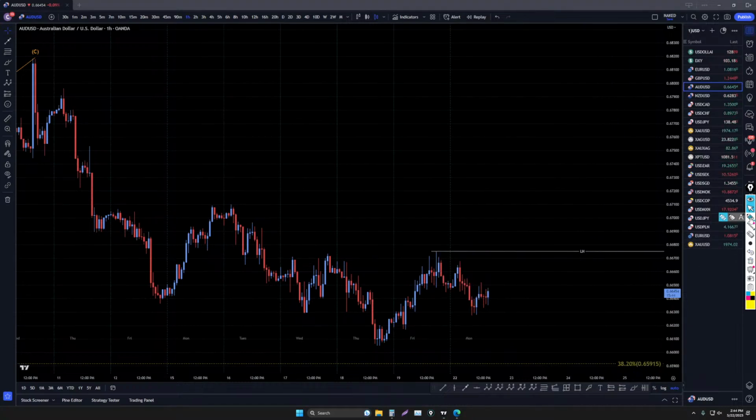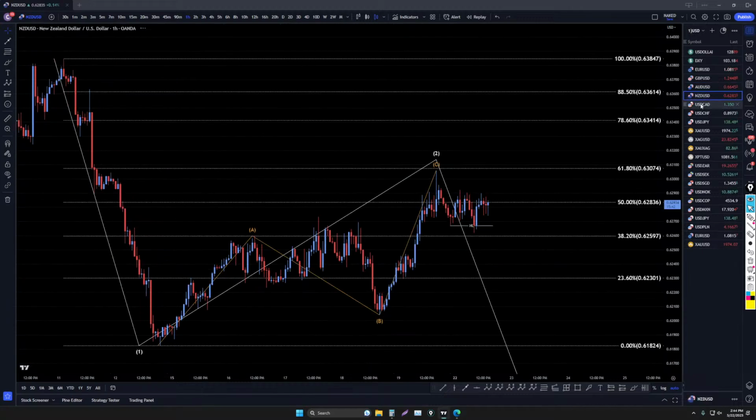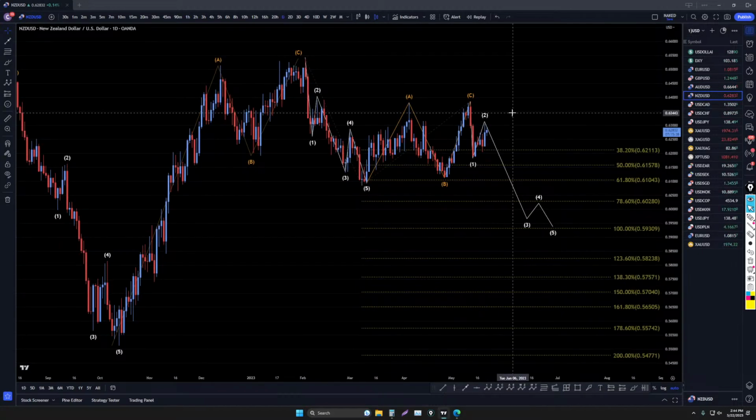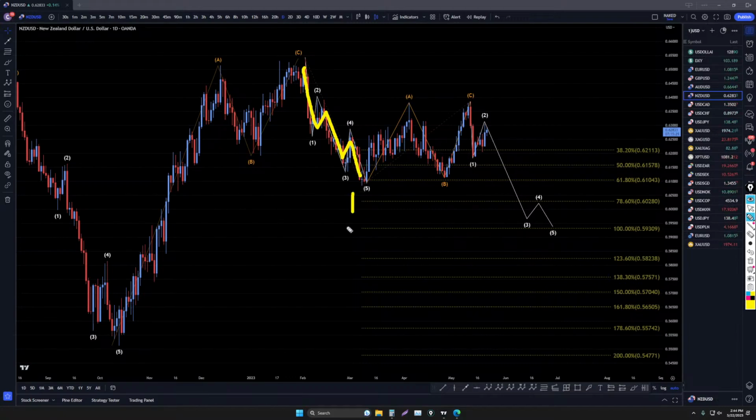So let's check out the Kiwi dollar, very correlated to the Aussie dollar. Let's see what kind of clues we can get from this one. So the Aussie dollar back up, the Kiwi dollar back up on the daily, looks like a downtrend. 1, 2, 3, 4, 5. Probably is a wave 1, just like the other one, or possibly a wave A. Doesn't really matter to us whether it's a 1 or an A.